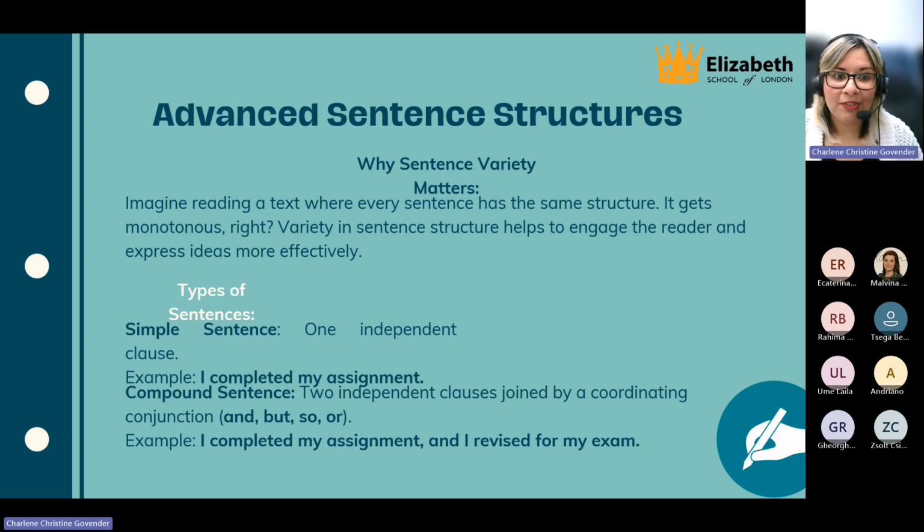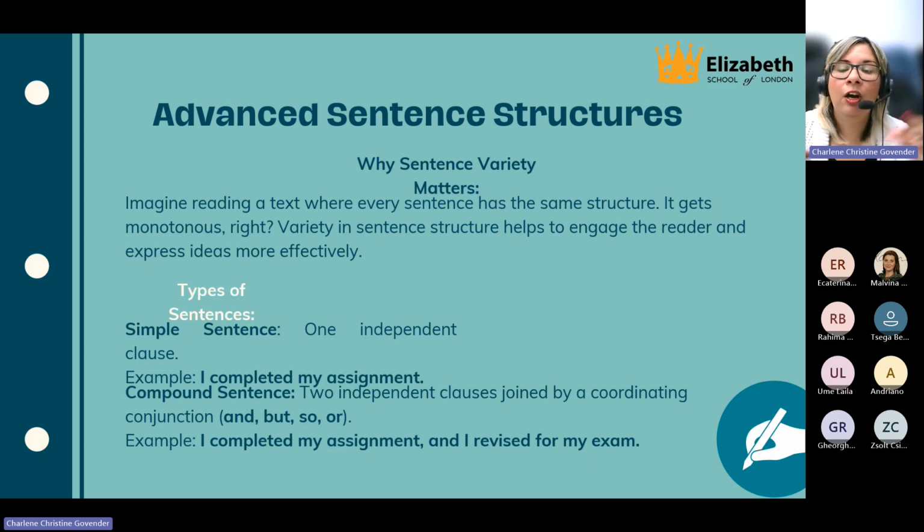Okay. So basically, as mentioned, the first type is a simple sentence, and that has one independent clause. An example: I, the subject, and then the action or the predicate is completed my assignment. So that's one independent clause.